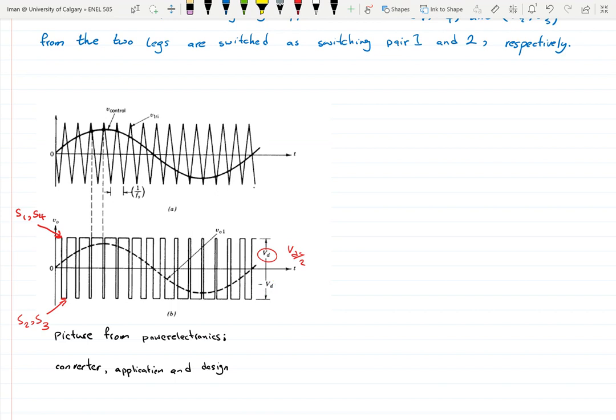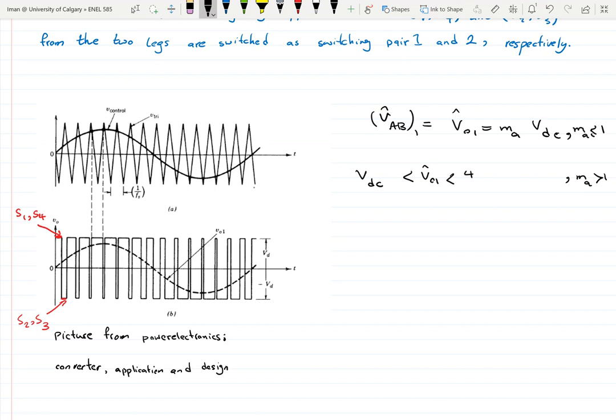So the operation is really very close, and VAB1, therefore, VO1 is calculated as MA times VDC. Before in the half bridge we had VDC over 2, now we have VDC. And this is for MA less than or equal to 1. And if we go to overmodulation, where we have MA greater than 1, basically the fundamental component of Vout1 is greater than VDC and then less than 4 divided by pi VDC.